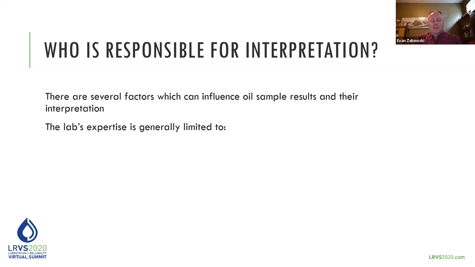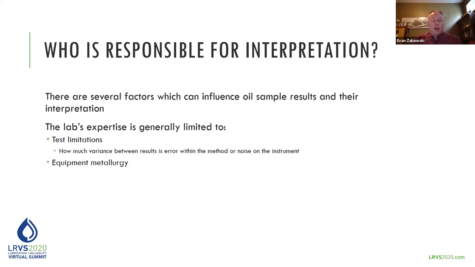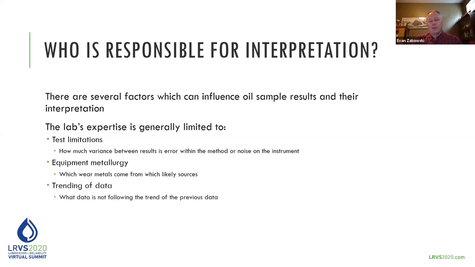So what I like to point out about the lab is they have a good idea about the limitations of the test itself, how much bias may be in the results, and what looks right. So that's as far as they can take that aspect of it. They're also pretty good about knowing common metallurgies in terms of where metals are coming from, which type of components, or at least the likeliest answer. They're also very good with trending. They have a good idea what looks normal versus what doesn't look normal. But that's as far as they take it.